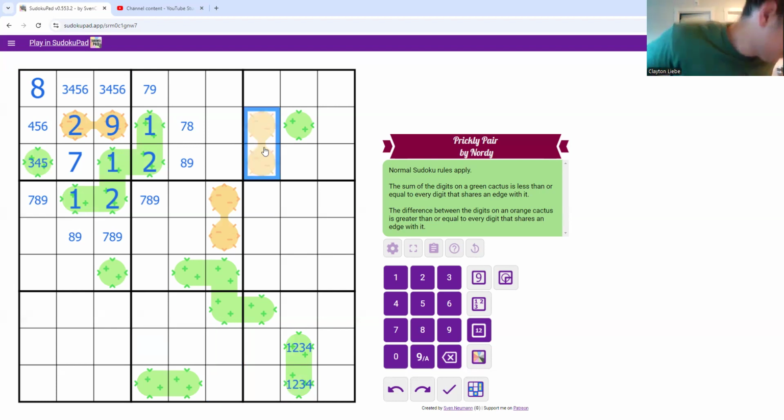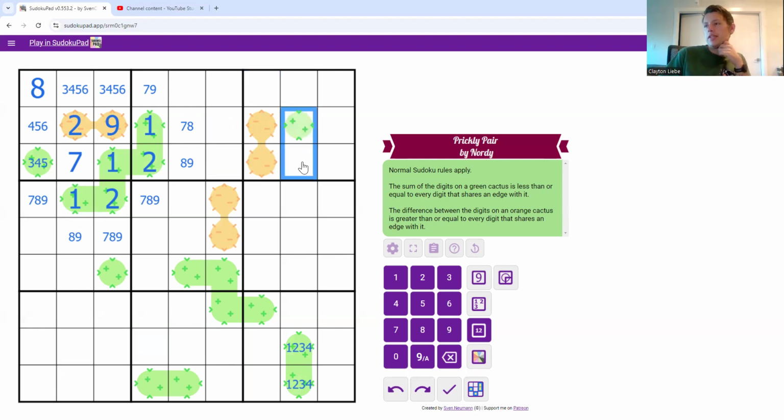What can we do here? The difference of these is greater than all of these. Now, in fact, we can't put a 1 or a 2 here. And we can't put a 1 or a 2 here. In fact, we can't put 1 or 2 in any of these spots.